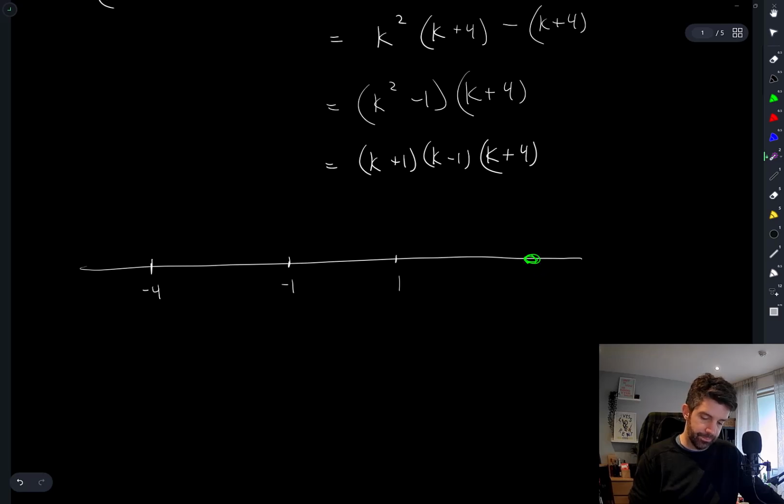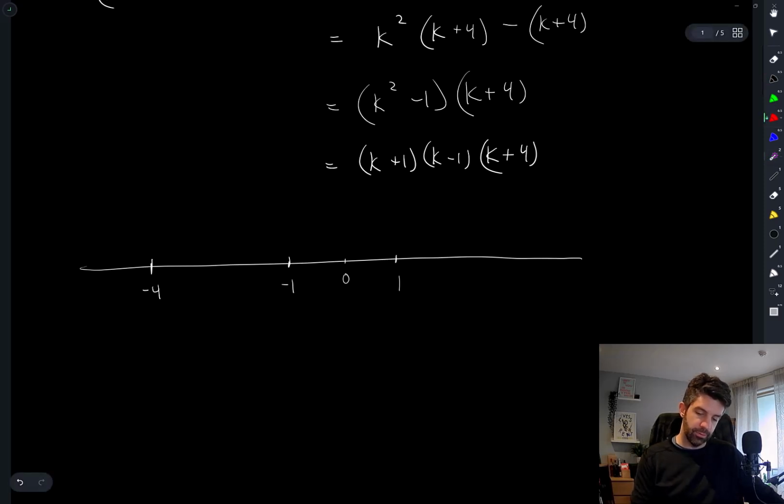Okay, so if k is up here, everything works, of course. All three of those terms are positive. If k is here, then k minus 1 is negative. The other two are positive. If k is here, then k minus 1 is negative and k plus 1 is negative. Maybe I can just, for clarity, put 0 in there. I don't know if that really helps.